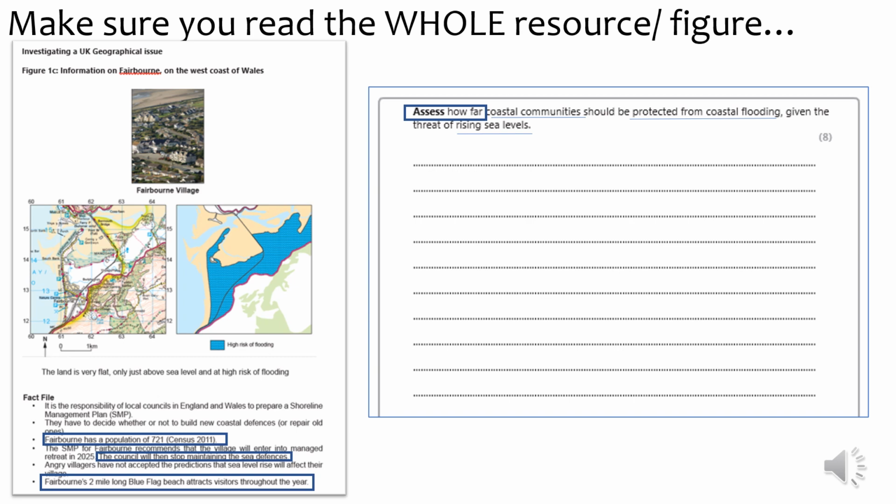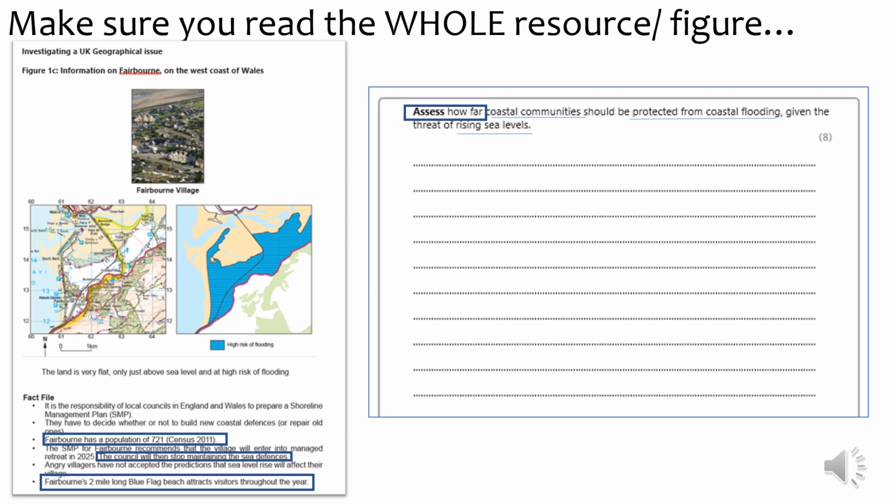In my second paragraph, I'm going to argue, however, to some extent, coastal communities should not be protected. And as I can see in figure 1C, the council will stop maintaining the sea defences, mainly because Fairbourne has a population of 721. This means that there aren't many people's homes to be protected, and therefore the benefit of protecting the coastline completely outweighs the value of those 721 properties because they can move elsewhere.